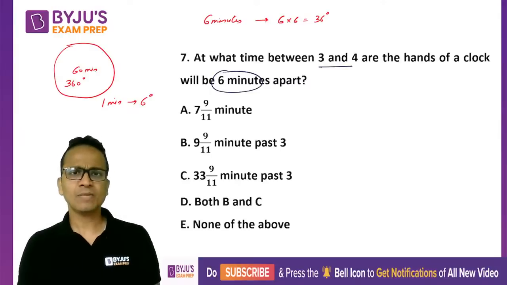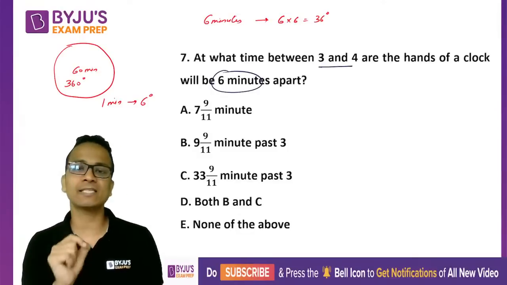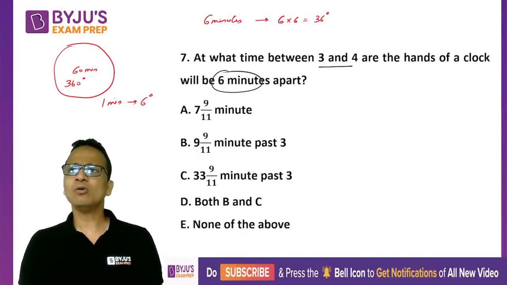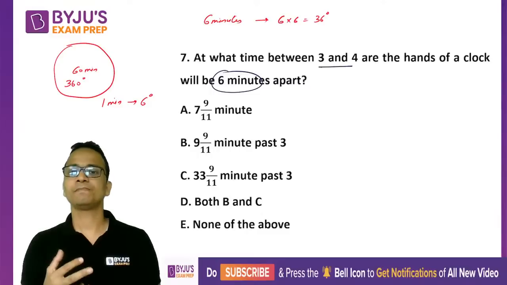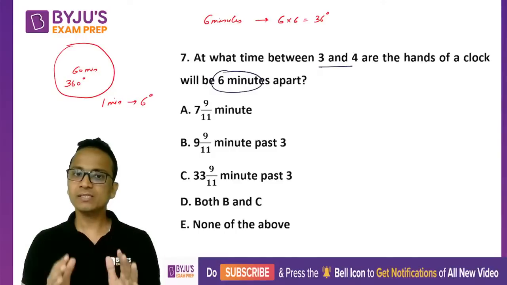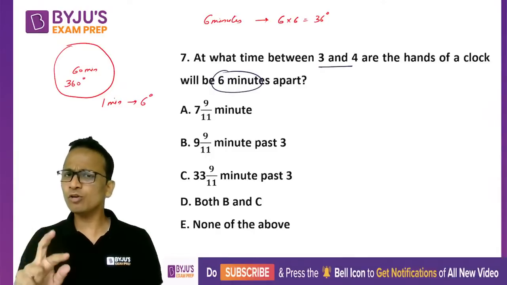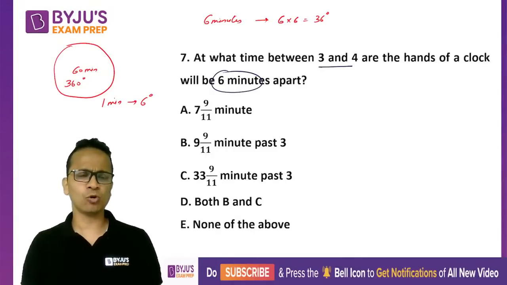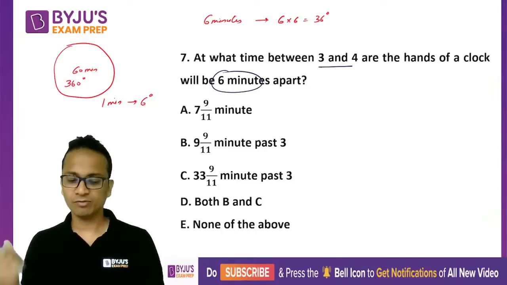So basically they are asking at what time between 3 and 4 o'clock the angle between the hands will be 36 degrees. Other than 0 degrees and 180 degrees, every angle is made twice between any two hour locations. So between 3 o'clock and 4 o'clock, an angle of 36 degrees can be made 2 times. So again we'll be using both the formulas and finding the answer.